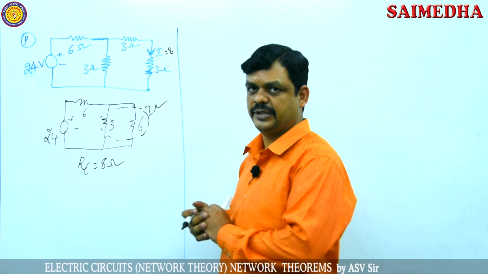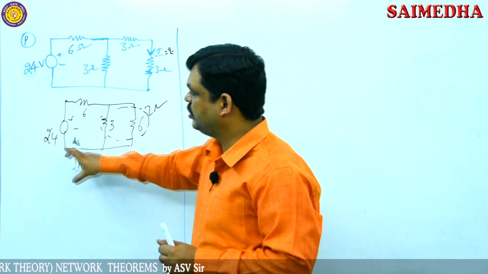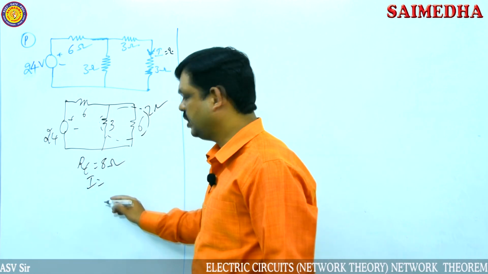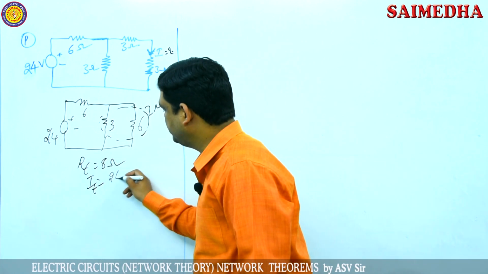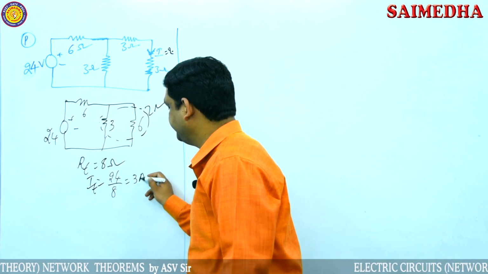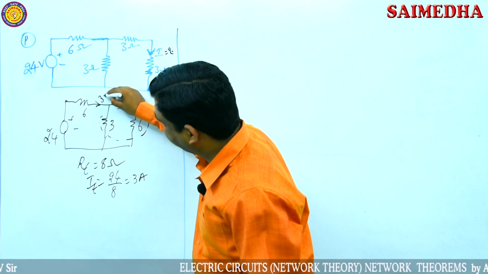Applying the general technique here, the total resistance technique. So the total resistance is 8 ohms and the total voltage is 24 volts. Then I want the total current, total current IT here. Total current is equal to total voltage by total resistance, that is 24 by 8, then it becomes 3 amperes. So the current through this branch is 3 amperes now.